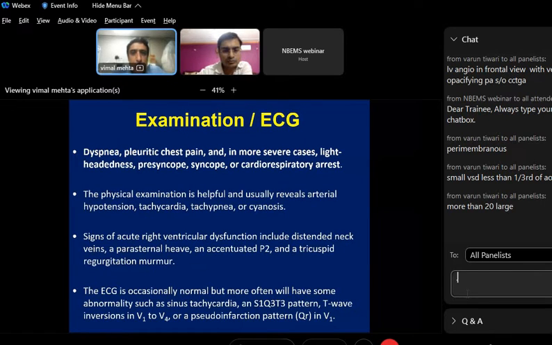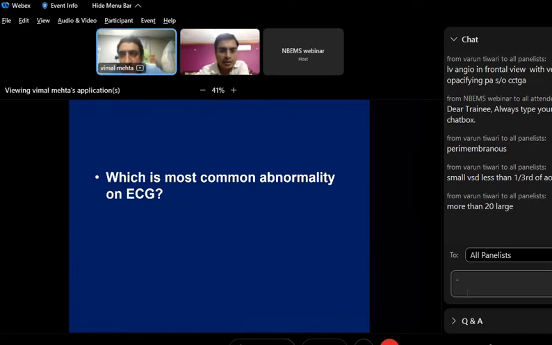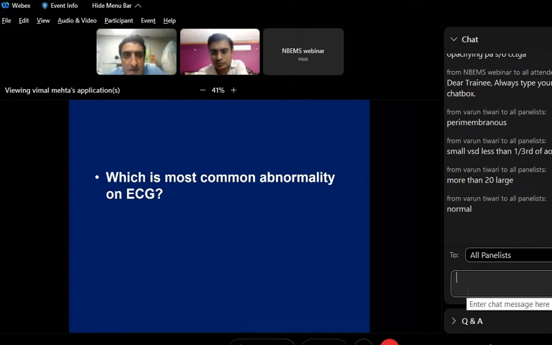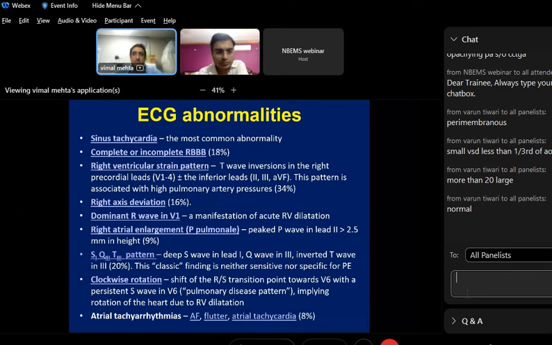So this is about this thing. What about the ECG pattern? What is the most common ECG abnormality? Tell me. The ECG abnormality most commonly seen in cases of pulmonary embolism is sinus tachycardia. Okay, very good. So sinus tachycardia is the most common abnormality.